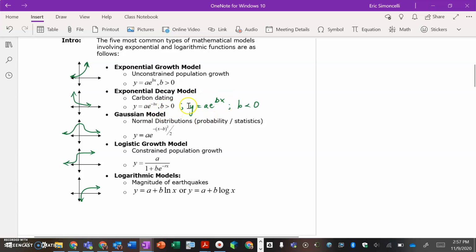Or another version that is more commonly viewed in various contexts is y equals ae to the bx, where b is negative when it's all said and done.